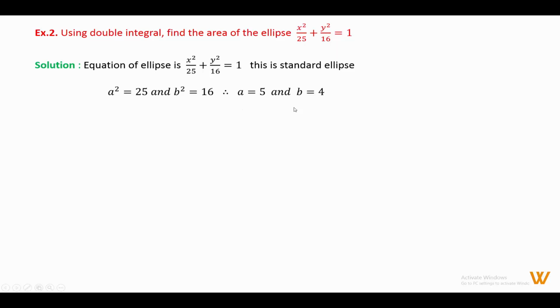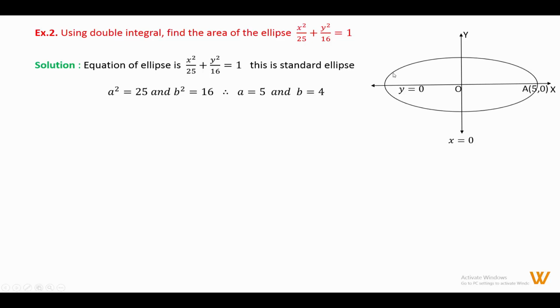First draw the diagram. This point is the origin, this line is the x-axis whose equation is y equal to 0. This line is the y-axis whose equation is x equal to 0. Now the point we require, this point is on the x-axis, this point is (5, 0). Draw the ellipse passing through point A. Therefore this is an ellipse passing through point A.